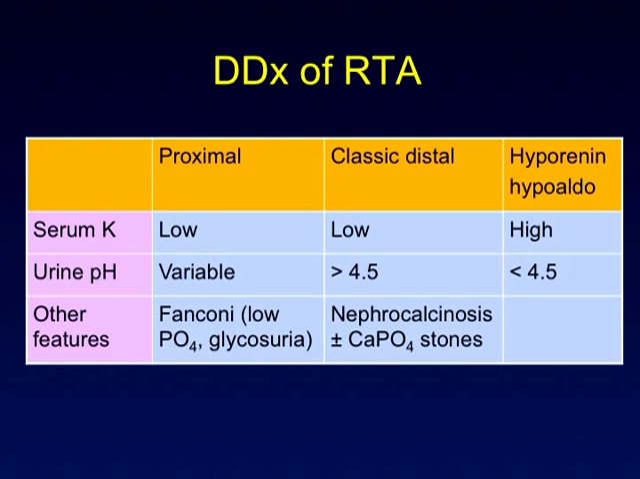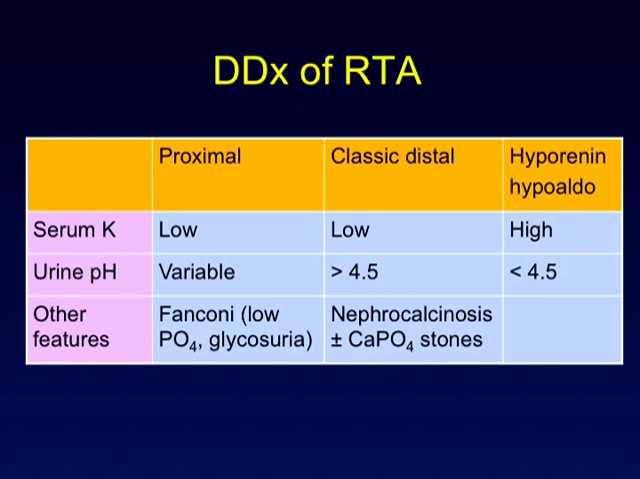And if it's type 4, hyporeninemic hypoaldo, it's going to be a hyperkalemic patient, and it's not going to be subtle. It's going to be 3 versus 5.8 or 6, right? So if you see somebody with a potassium of 5.8 or 6, it's not going to be a patient with either proximal or a classical distal RTA. The urine pH is given.